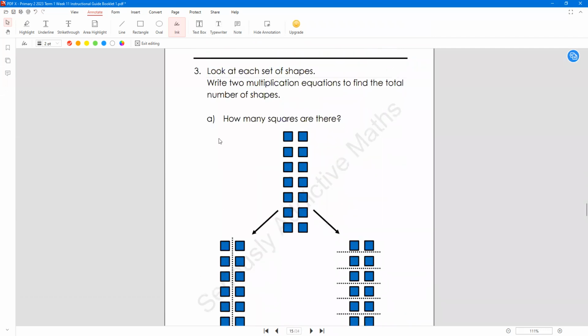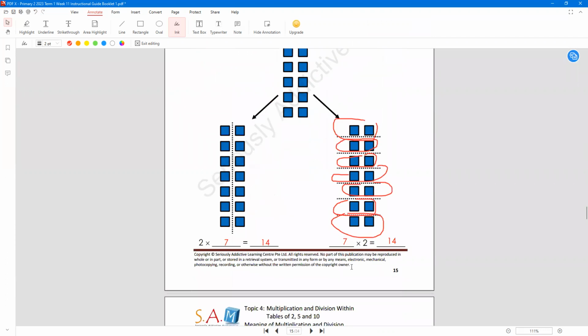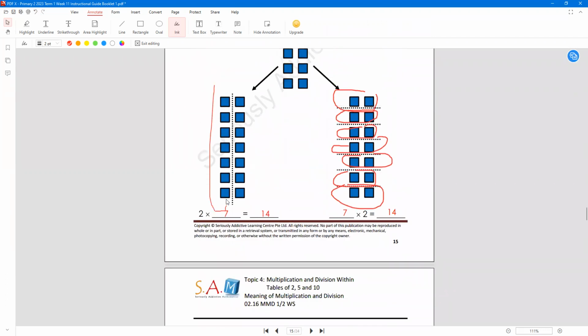Then we do question 3A here. How many squares are there? This is a different interpretation. This is what we call 2 groups of 7, and this is what we call 7 groups of 2. You might want to draw out the 7 groups if it's not clear for them. Just do it like this. Whereas this one is 2 groups.